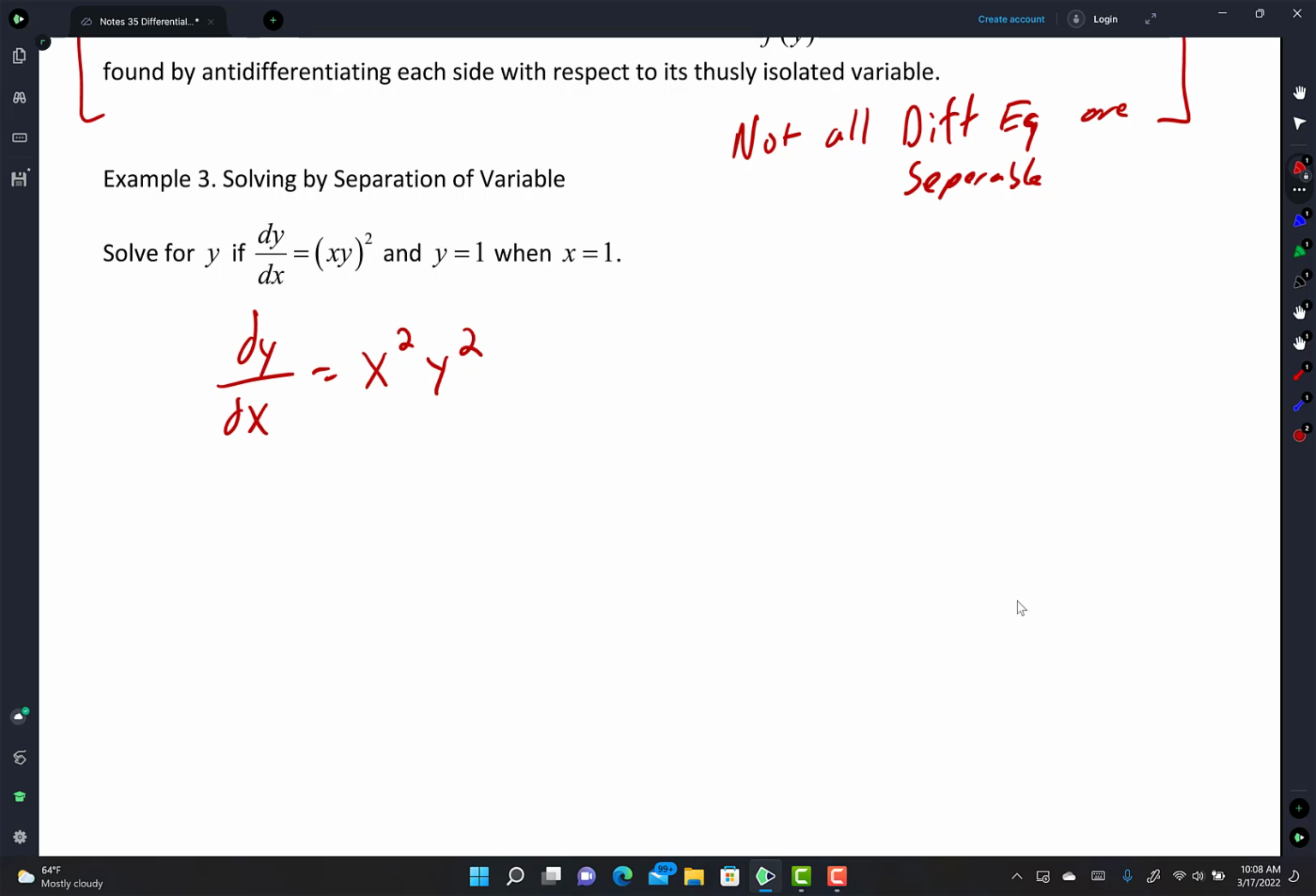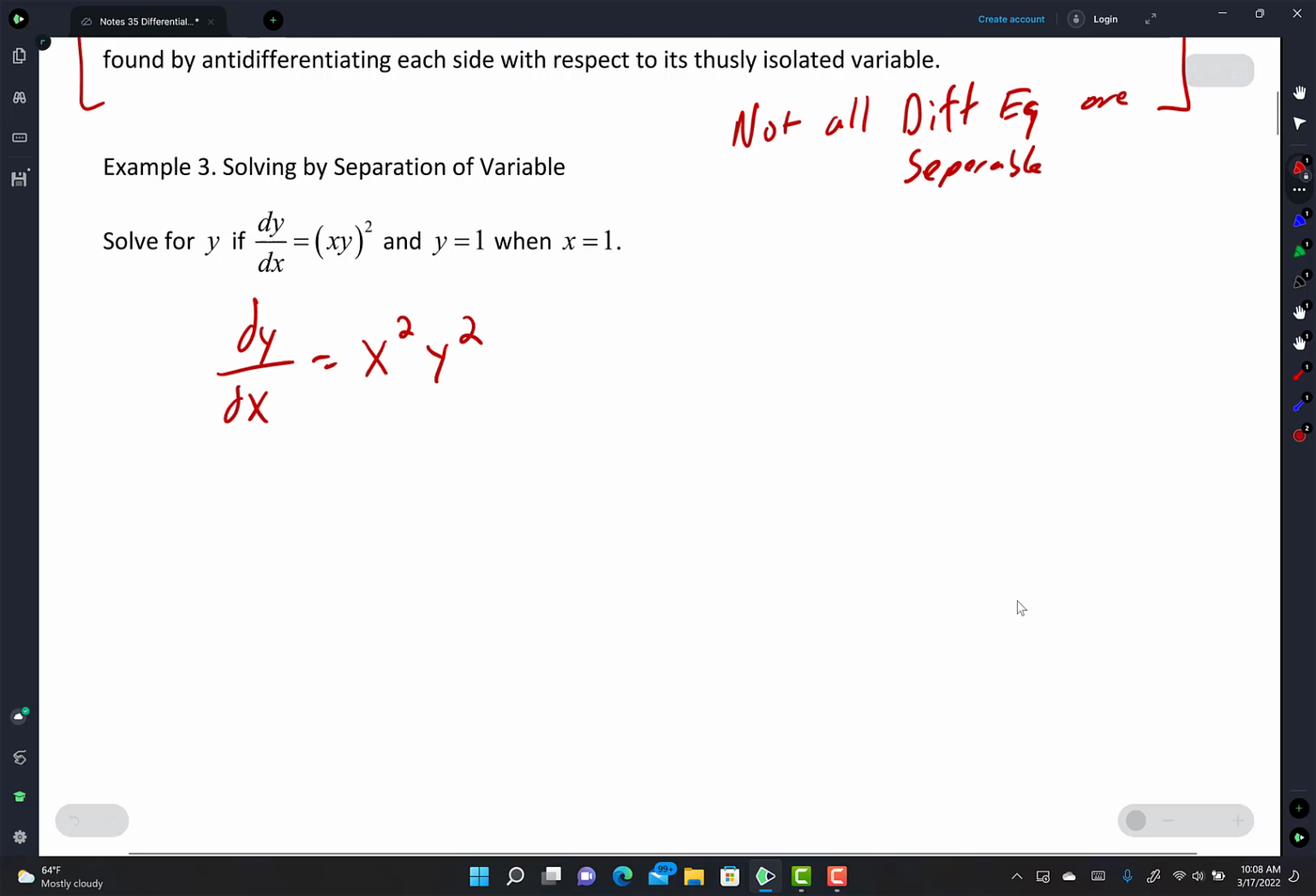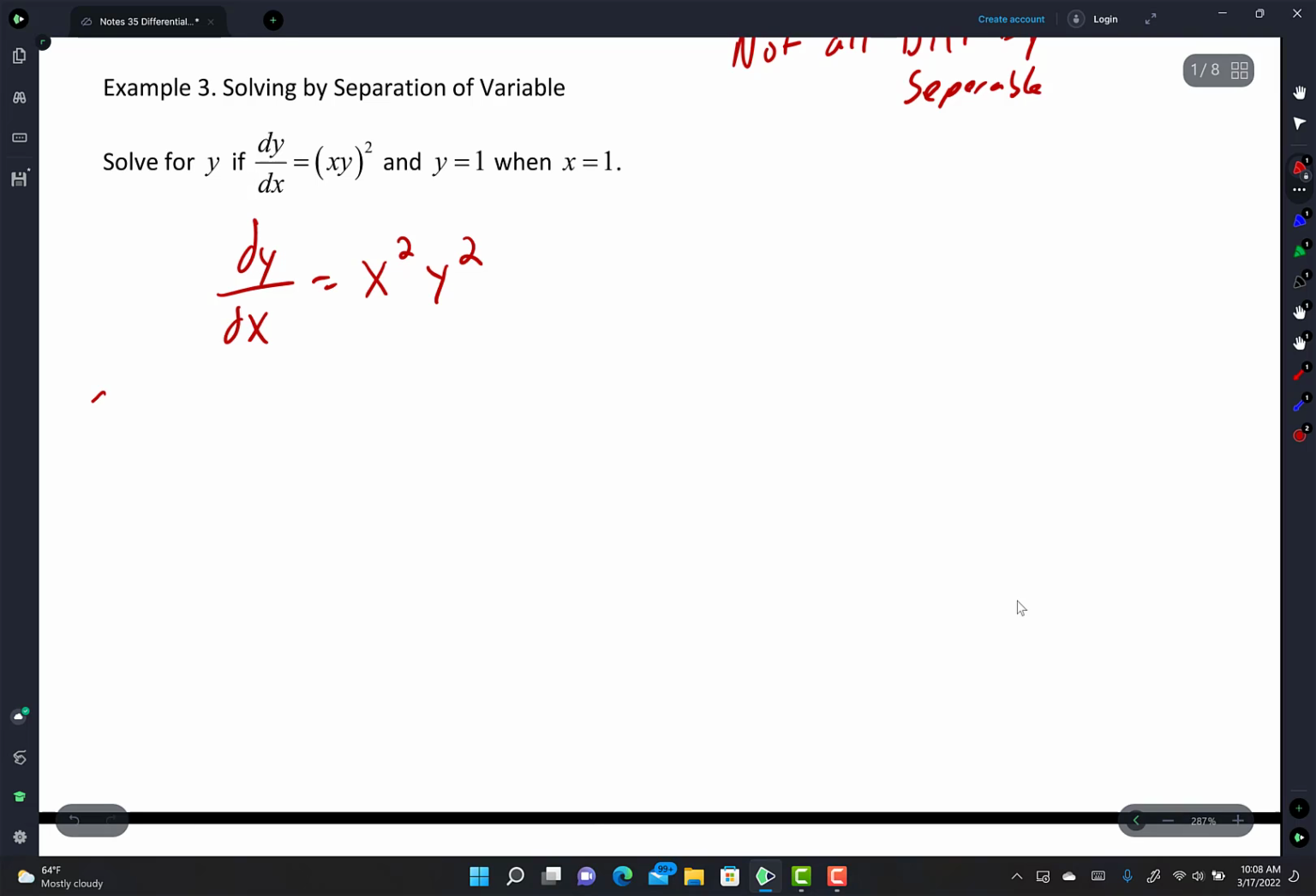Next, I'm going to group the y's with the y's, the x's with the x's. Chavez, what does that mean? That means this. I'm going to write dy over y squared, see, divide by y squared, equals, and I'm going to multiply by dx, so I'm going to have x squared dx.